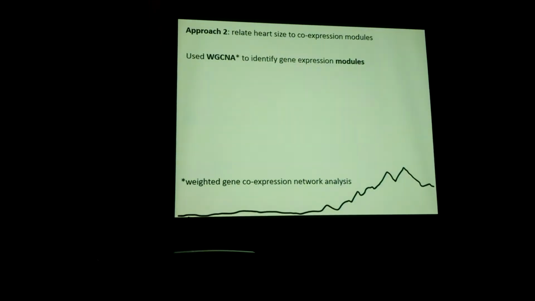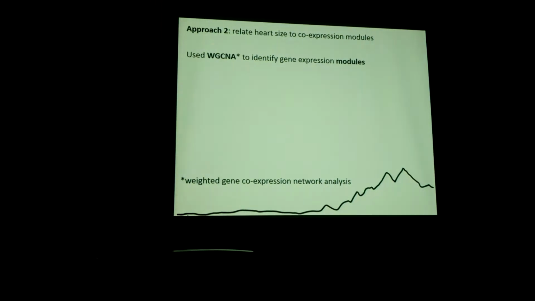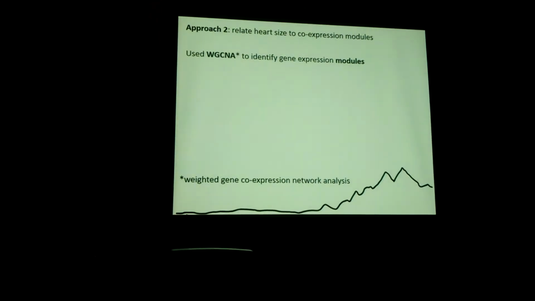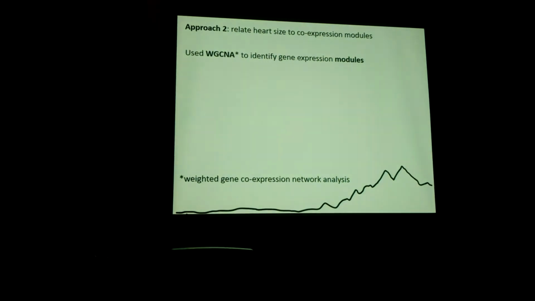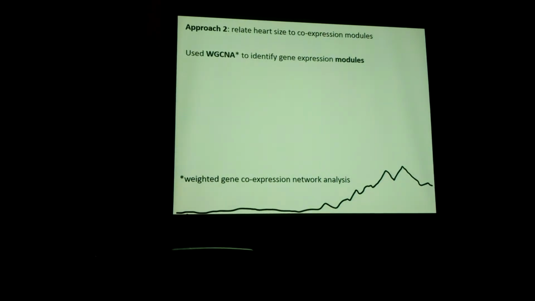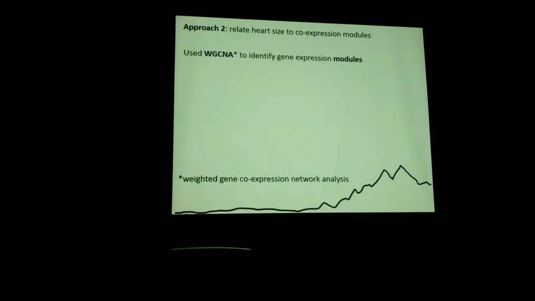We took a second approach, which I'm going to just tell you a little bit about while I have some time. And that approach is a little bit different than differential expression analysis in that it allows us to relate variation in heart size to co-expression modules. Okay? And we did this by using a program called WGCNA, or Weighted Gene Co-Expression Network Analysis. And basically we identified a series of gene expression modules, which are just a group of highly correlated genes. So across the samples, genes whose expression varies consistently.